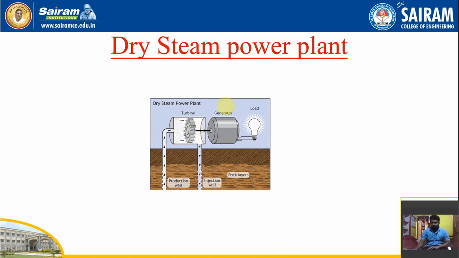The dry steam power plant contains an injection well and a production well. The injection well gives the water, and the water is converted into steam. So the steam is carried out by the production well. So the pure steam is converted into electricity by the turbine, and the generator produces the electricity.